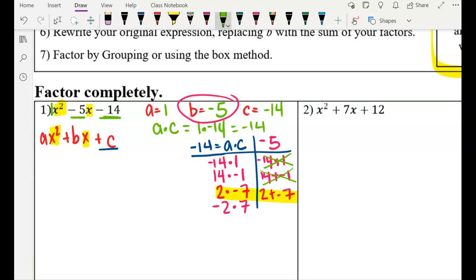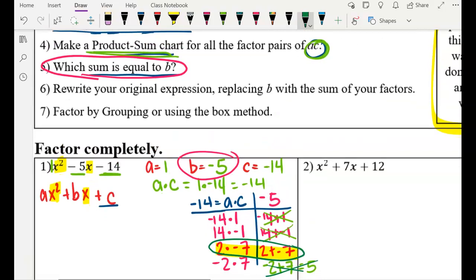Normally, students, you would only have one set of factors that is going to give you the value of b. Now, if we go to the last one, negative 2 plus 7, this is a positive 5, not negative 5, so we can't keep that one. So only this is what we're looking for.